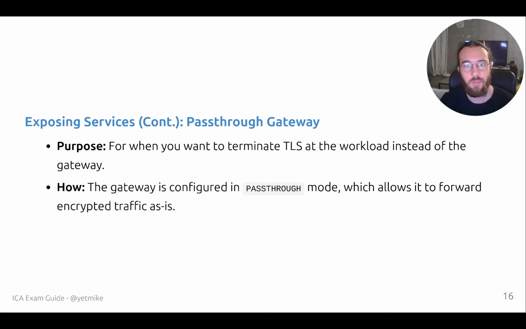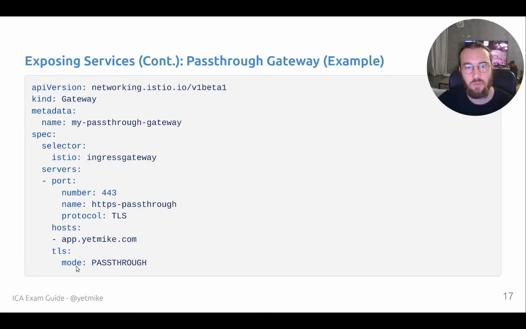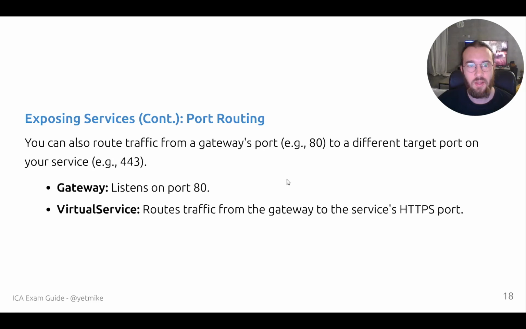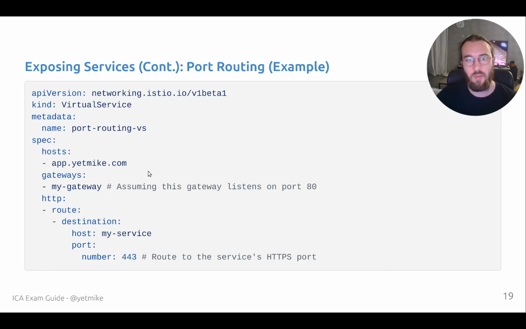Speaking of passthrough, you can route the traffic to your end service and do the TLS termination there. How to do that you can see on the screen. You set the TLS mode to passthrough and then it should work. On port routing, you can accept traffic on port 80 on your gateway and route to your application on port 443, for example, for HTTPS traffic, or for HTTP it might be whatever port you use for your application.